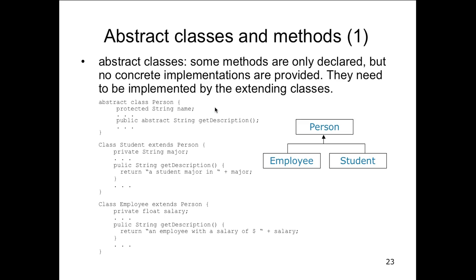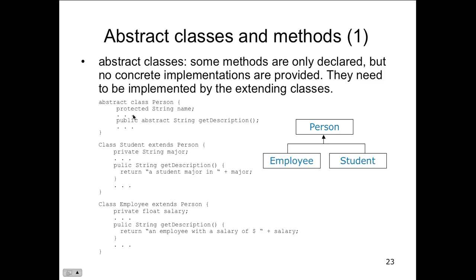I'm going to switch to another concept called abstract classes. A little mention about abstract classes as an example. So, abstract classes and methods. In the class itself, some methods are only declared, but the concrete implementations are saved for future implementations. So no concrete implementations are provided. They need to be implemented by the extending classes.